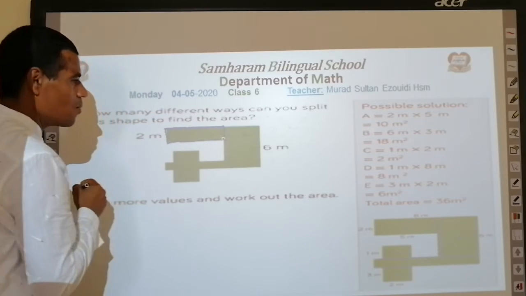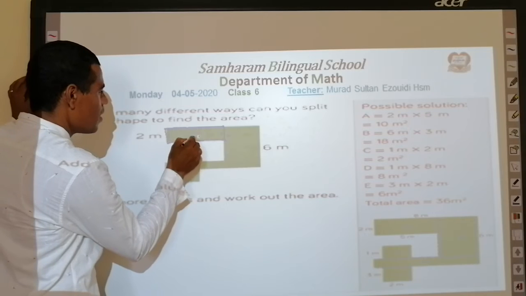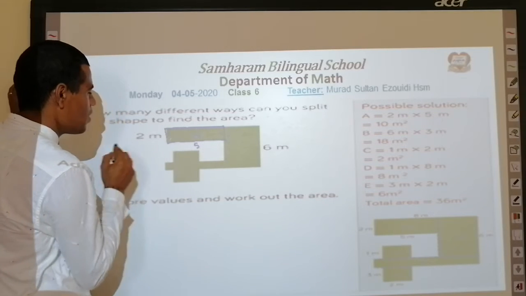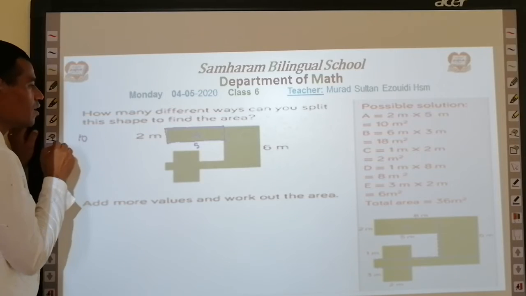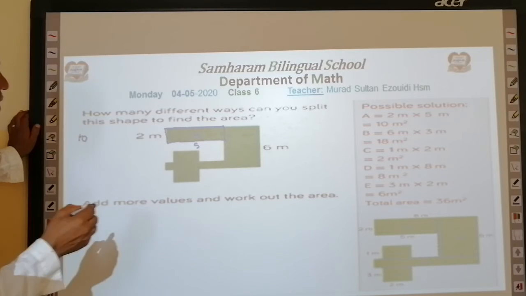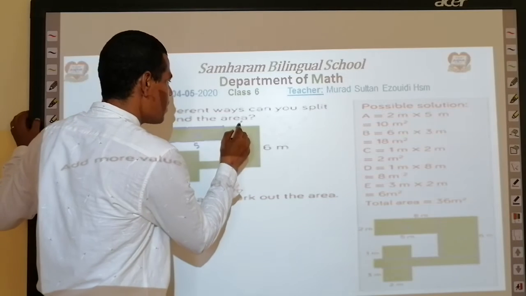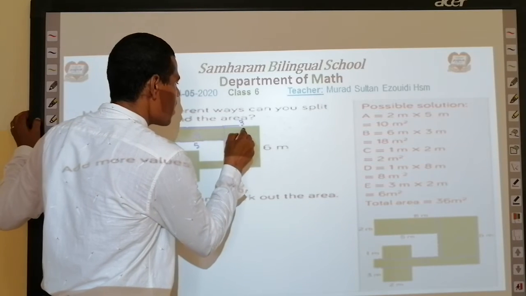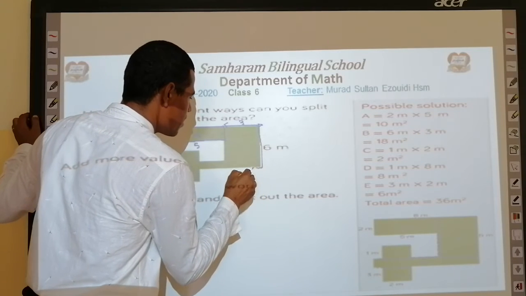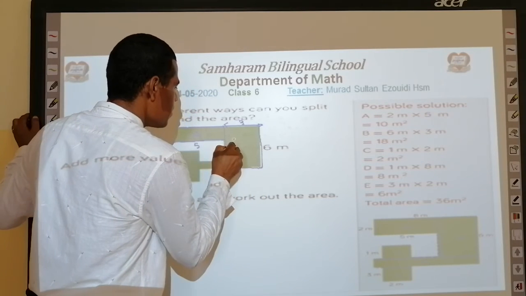The first rectangle I will make A, and I will make here 5. So 5 by 2 is A. The unit is meter squared. Then the second one we move to B is 6 by 3. This is 6 and this is 3 meters. This is the second rectangle, B.